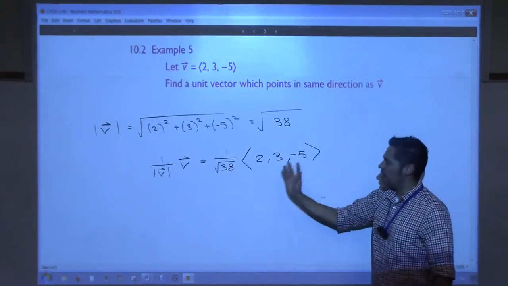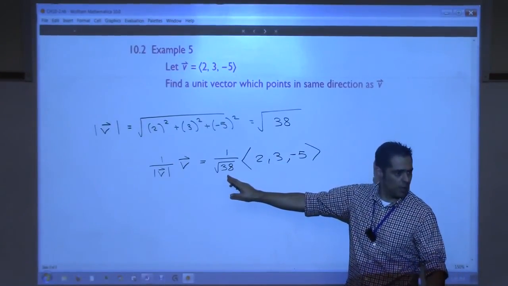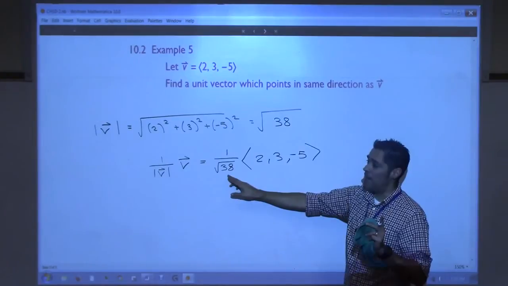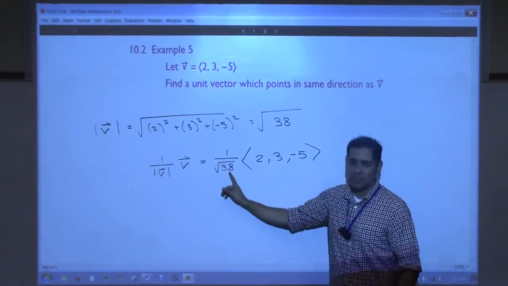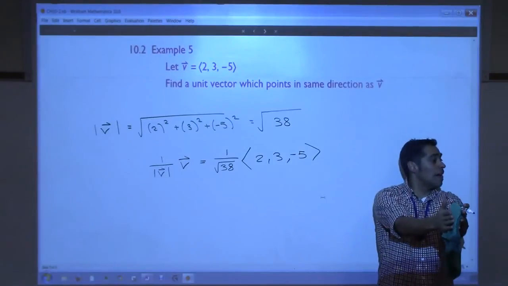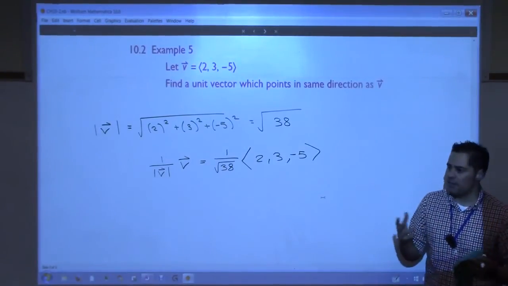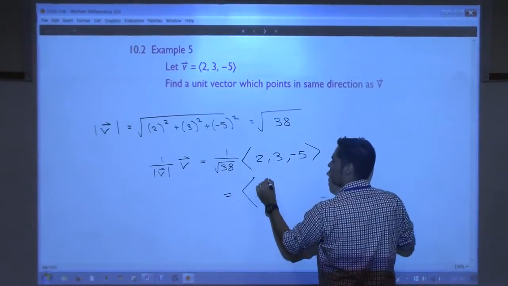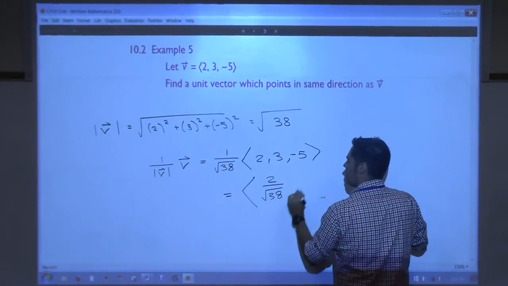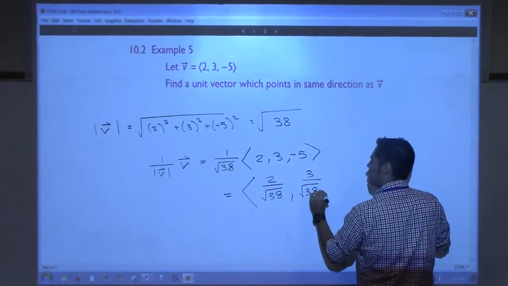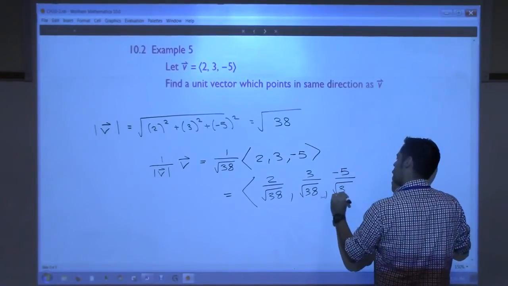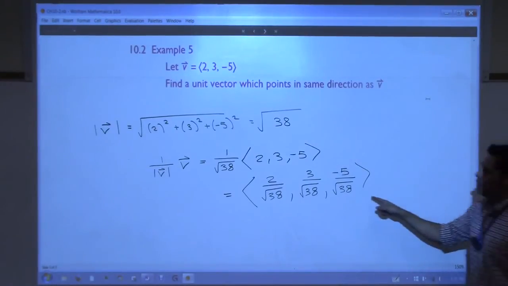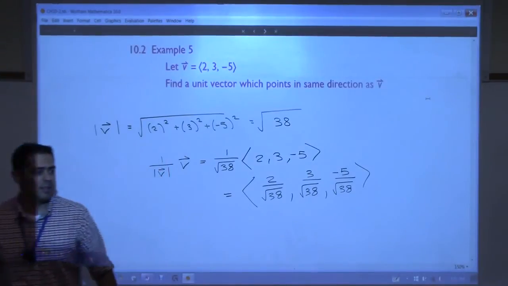Didn't we already say that if I take a vector and multiply it by any number other than 0, it will be parallel? It'll point in the same direction? Well, unless I multiply by a negative, right? Then it flips it the opposite direction. So this is a positive number. So the answer should point in the same direction as my vector. It's just not going to be as long. And so just pass this through, and you get 2 over root 38, 3 over root 38, and negative 5 over root 38. If you take that vector, I promise you that it's pointed in the same direction as that one, and it has a unit length.